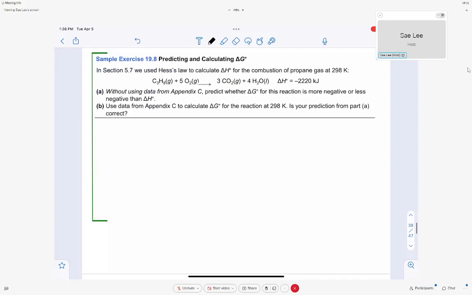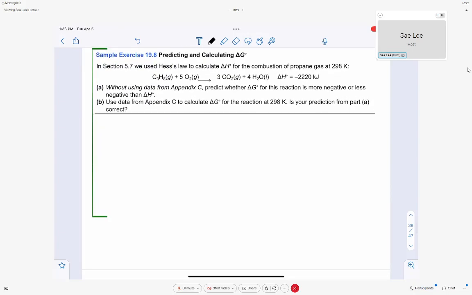Okay, let's try another simple exercise. In section 5.7, we used Hess's law to calculate the standard enthalpy change for the combustion of propane gas at 298 Kelvin. Question A, without using data from Appendix C, predict whether delta G naught for this reaction is more negative or less negative than the enthalpy change. Question B, use data from Appendix C to calculate the delta G naught for the reaction at 298 Kelvin. Is your prediction from part A correct?